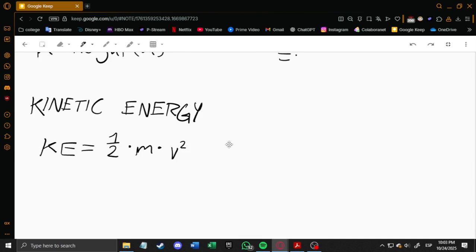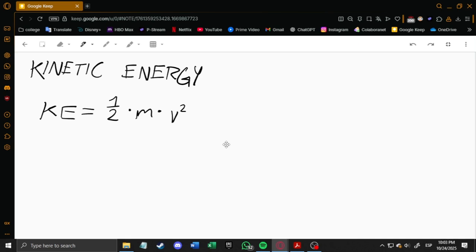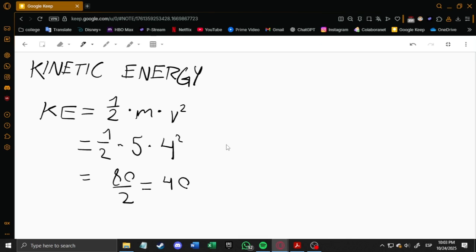Perfect. And we also have kinetic energy. Kinetic energy is the energy of motion. It's a little bit more complicated, and this is the formula: kinetic energy is equal to 1/2 times the mass of the object times the velocity squared. So let's say that same backpack has a mass of 5, and it falls at a velocity of 4 meters per second. So 4 squared is 16, and that would be 1 times 5 times 16, which is 80, divided by 2, which is 40. So the kinetic energy in this case would be 40 joules.